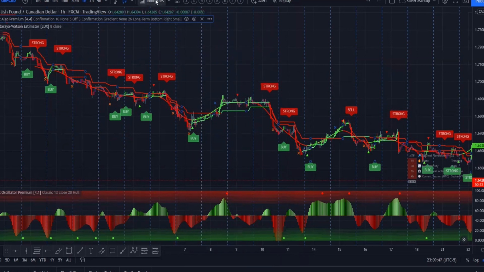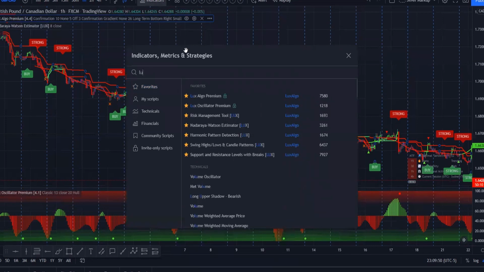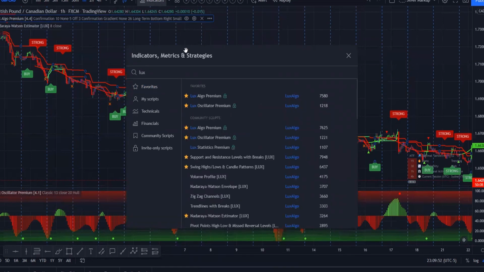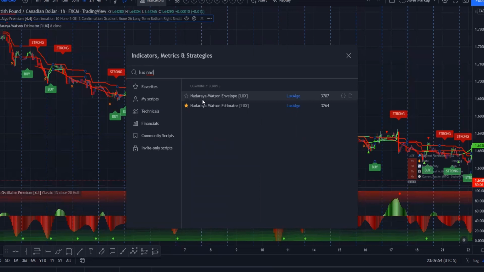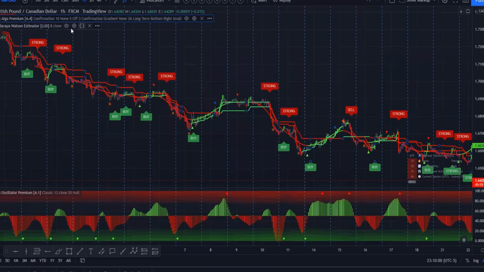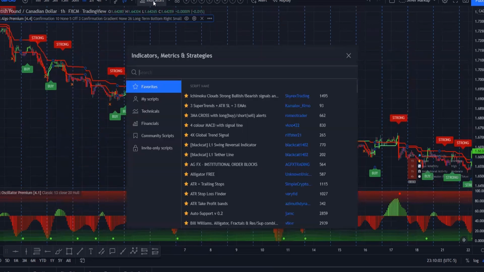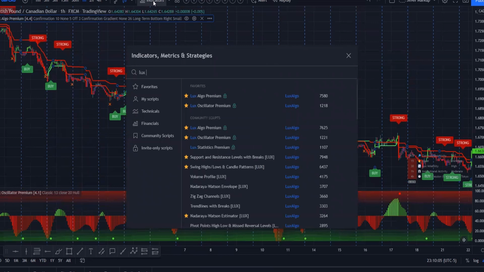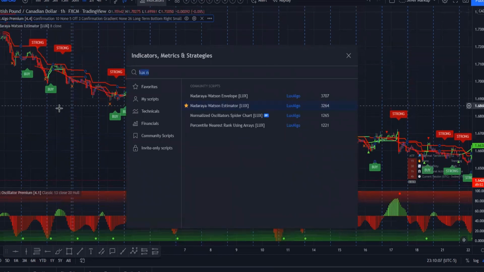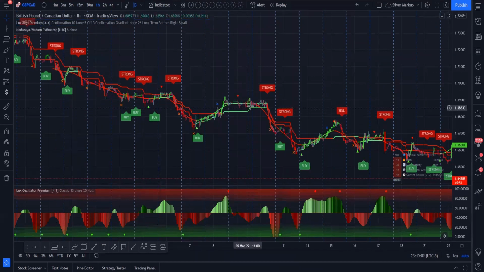The other thing you want to do is type in Lux again, and then type in Nadaraya. You'll see the Nadaraya-Watson estimator here, and if we put that in, what you'll see is this line pop up right here, this colored line.